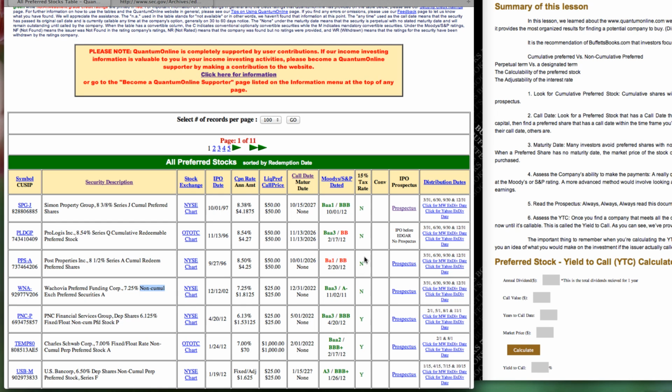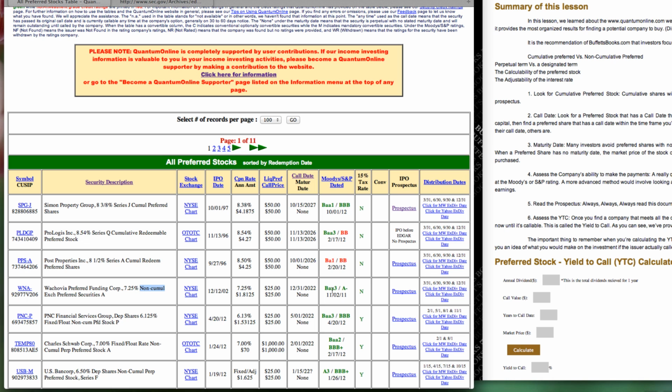So if you really want to dig deep, say you were looking at this company and this is something you were really interested in buying, something that I would personally do is I would pull up the common shares, and I'd look at the Wachovia common shares, and I would go ahead and look at the debt to equity ratio. I would look at the current ratio.